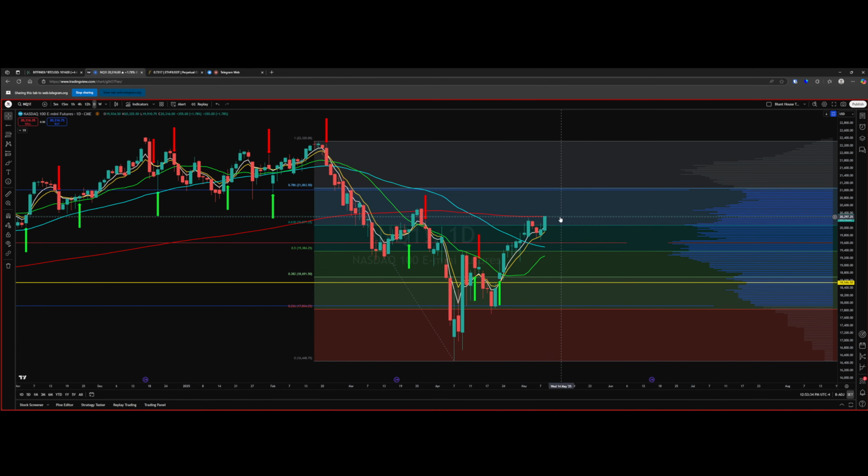Here's your 618 area. There's the 200 MA. So we broke it here, challenged it and failed here. Now we're testing again, right? Does the probability go up every time you test? Yeah, it does, that you might break through. But right now, we're getting the 200, a little bit of resistance at 618.